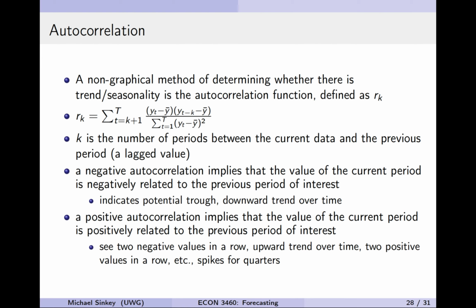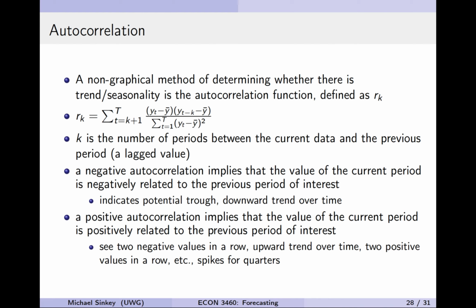So a negative autocorrelation implies that the value of the current period is negatively related to the previous period of interest. If the data are trending down over time, then if we have a large number of lags between our data and the start of the time series, we'll see a negative autocorrelation for those long lags because the current data is really low relative to the mean, but the data from the past is high relative to the mean, because the mean is in the middle.